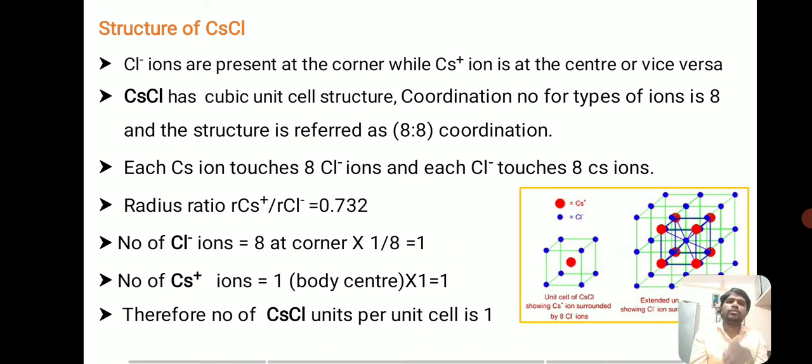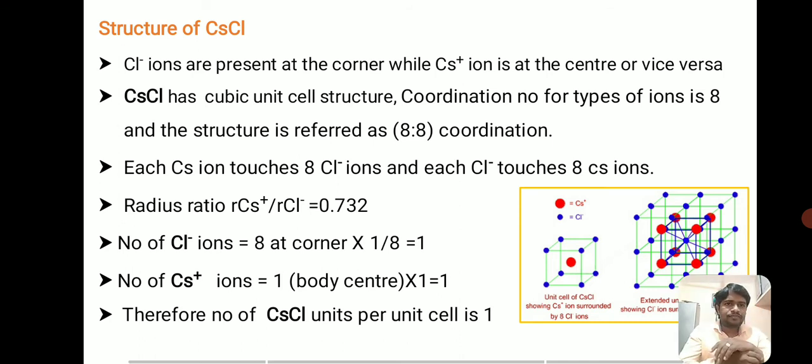In the previous sodium chloride, it is 6:6. Each cesium ion in this structure touches 8 chloride ions. You can observe in this structure, and each chloride touches 8 cesium ions. So the radius ratio of cesium chloride is 0.732.